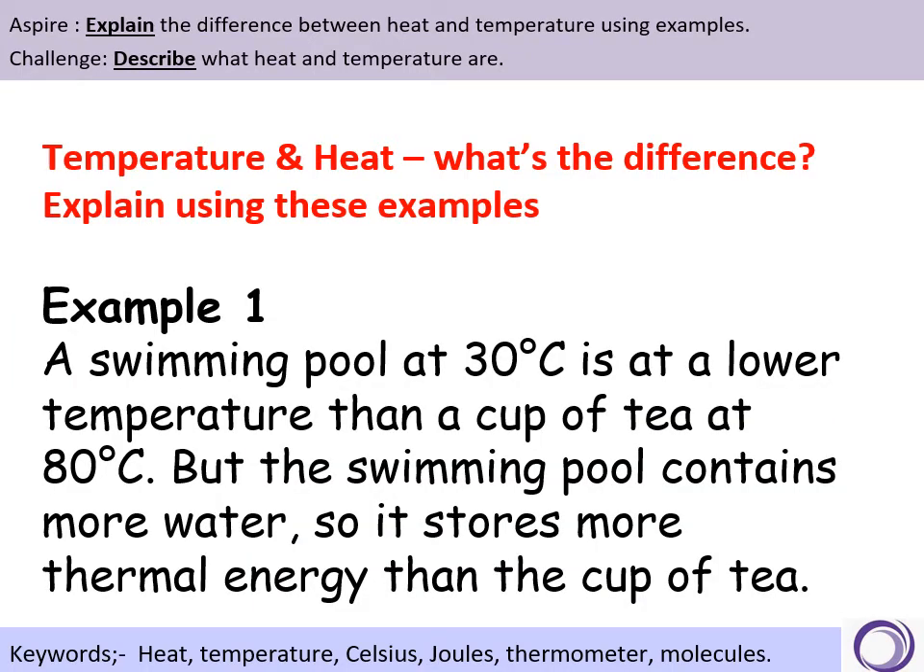So example 1. A swimming pool at 30 degrees Celsius is at a lower temperature than a cup of tea at 80 degrees Celsius. But the swimming pool contains more water, so it stores more thermal energy than the cup of tea. So why isn't it at a higher temperature?